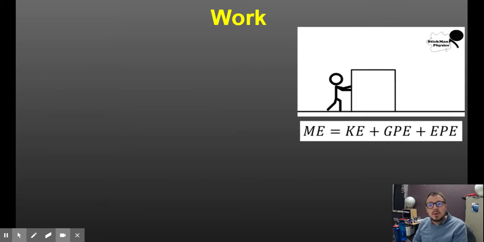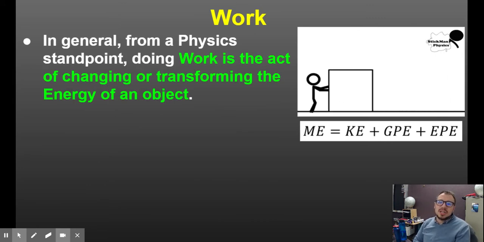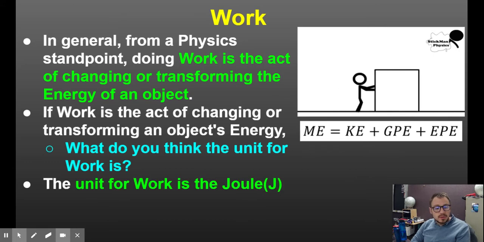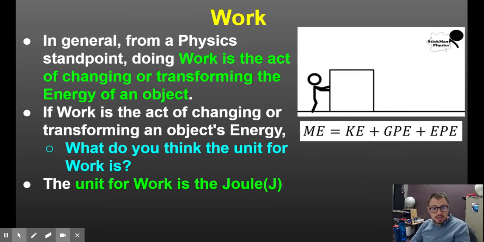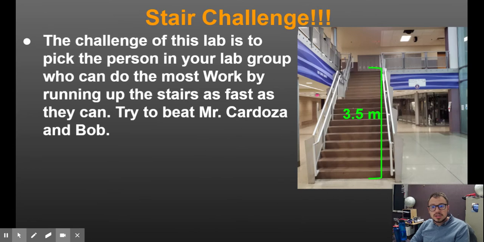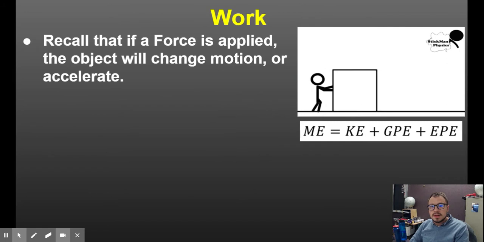Then we talked about work. Work is the act of changing or transforming the energy of an object. The unit for work is the joule because you're just affecting that energy. You're either changing the energy or you're transforming that energy. And we showed this with the stair challenge. The challenge of this lab is to pick the person in your lab group who can do the most work by running up the stairs as fast as they can. And it said, try to beat Mr. Cardoza and Bob. So that was the big anvil.